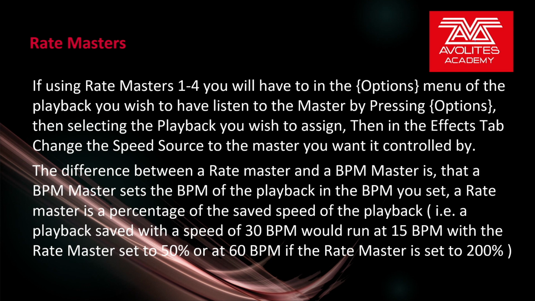The difference between a Rate Master and a BPM Master is that a BPM Master sets the playback to the BPM you set. A Rate Master is a percentage of the saved speed of the playback, i.e. a playback saved with a speed of 30 BPM would run at 15 BPM with a Rate Master set at 50%, or at 60 BPM with a Rate Master set to 200%.